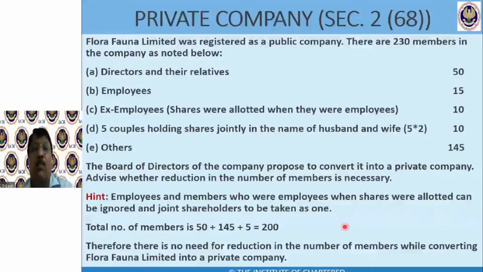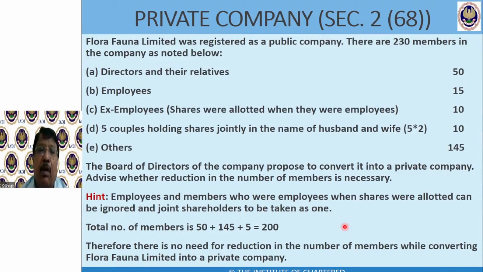Now, based on this, a small numerical problem, let us see if you can give an answer. So we have Flora and Fauna Limited, registered as a public company. There are 230 members in the company as noted below. Directors and their relatives, 50. Employees, 15. Ex-employees, whose shares were allotted when they were employees, very important, 10. 5 couples holding shares jointly in the name of husband and wife, so 10, 5 into 2. Others, 145. Now, I have to count and see whether this company will exceed 200.